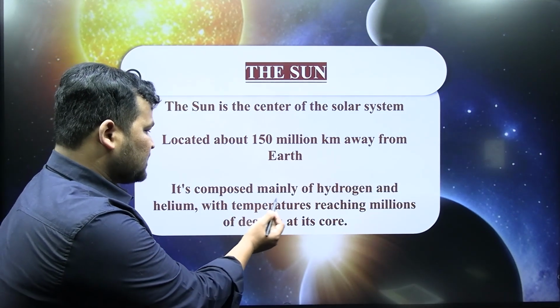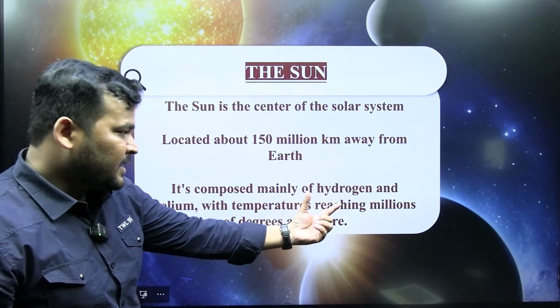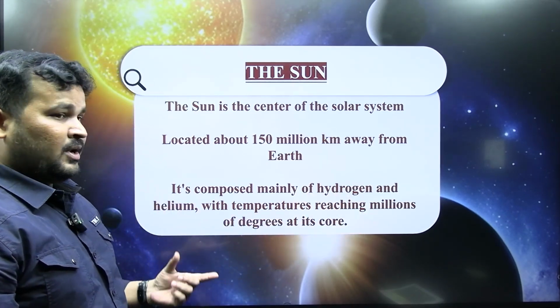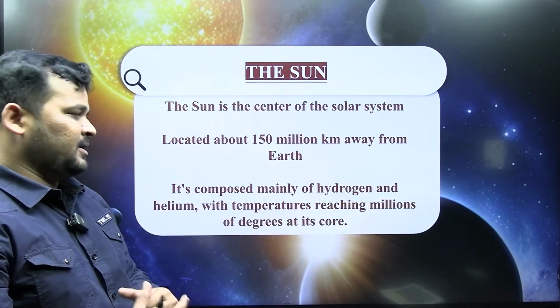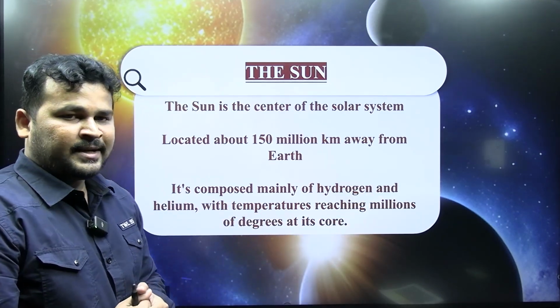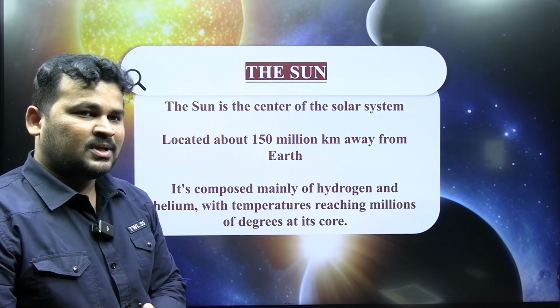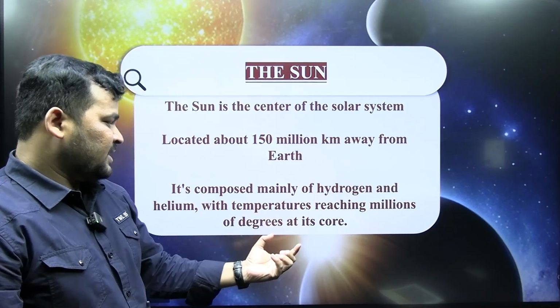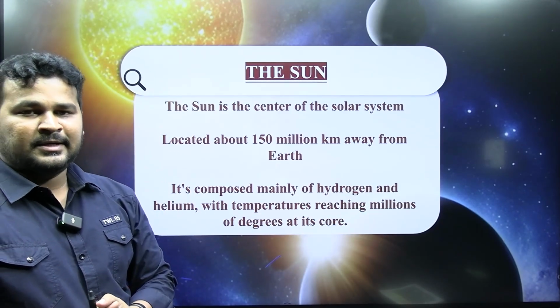Next, the Sun is composed mainly of hydrogen as well as helium. Due to the nuclear reactions taking place in the Sun, temperatures reach millions of degrees at its core.